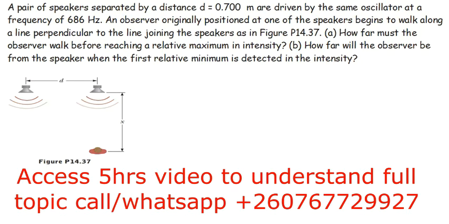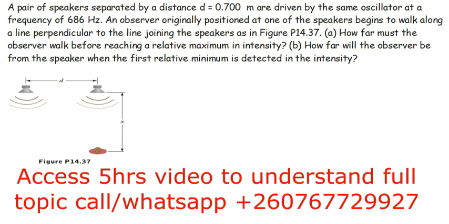Now I also have this interesting question here, which is a pair of speakers separated by a distance of 0.7 meters driven by the same oscillator at a frequency of 686 Hz. So you will always be given the frequency. An observer originally positioned at one of the speakers begins to walk along the line perpendicular to the line joining the speakers as shown in the figure. Part A. How far must the observer walk before reaching the relative maximum in intensity?